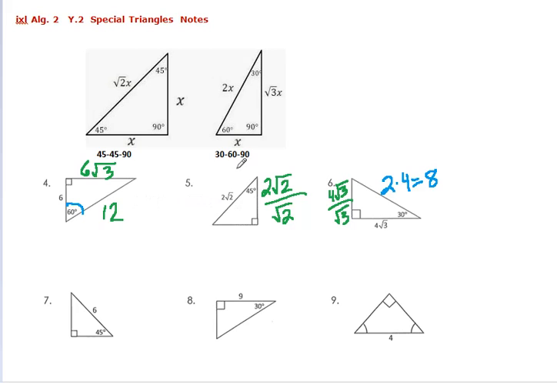Moving on to this one, our clue on this one is it has 45-degree angles there. So we know that this one is also 45 degrees. Now, the length that we were given was the hypotenuse again.